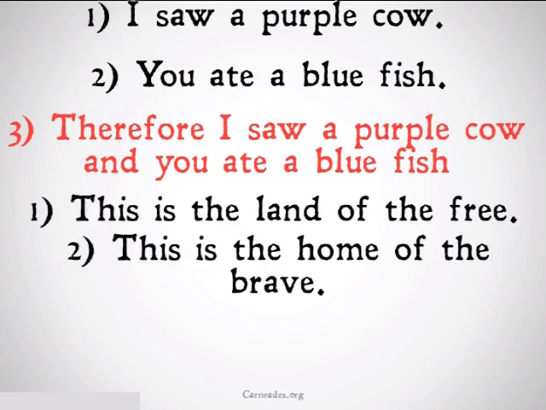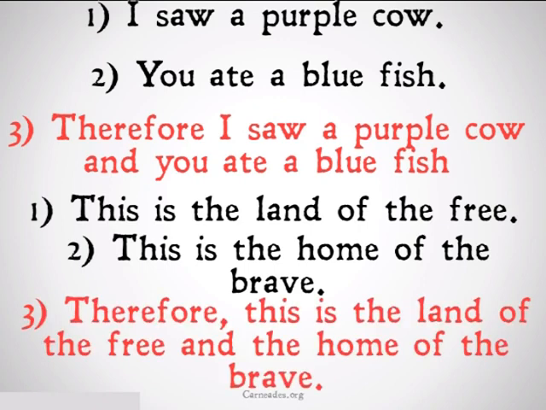This is the land of the free. This is the home of the brave. Therefore, this is the land of the free and the home of the brave. All we're doing is taking two separate statements and conjoining them with an "and."